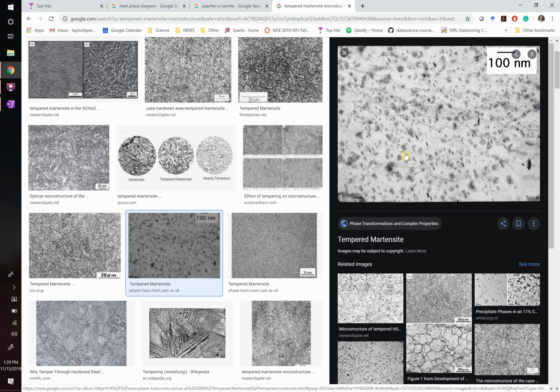The precipitates have a strain field around them, right? Because they don't match the lattice perfectly. So there is a strain field which is going to inhibit dislocation motion. That gives it its strength. But you've gotten rid of all the cracks and stuff from the body-centered tetragonal.